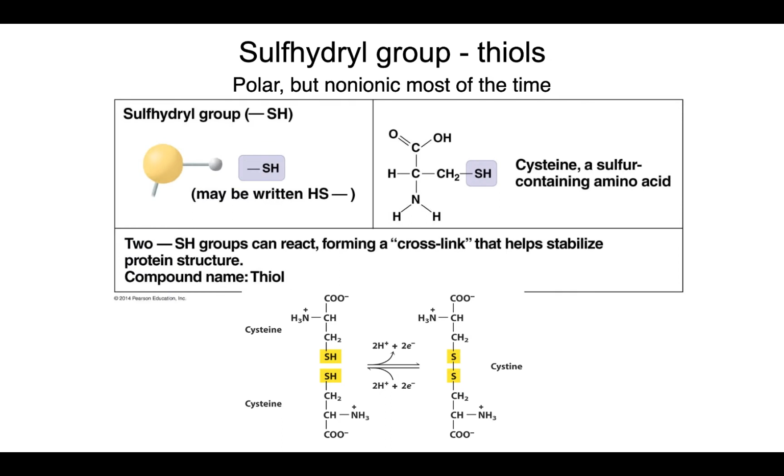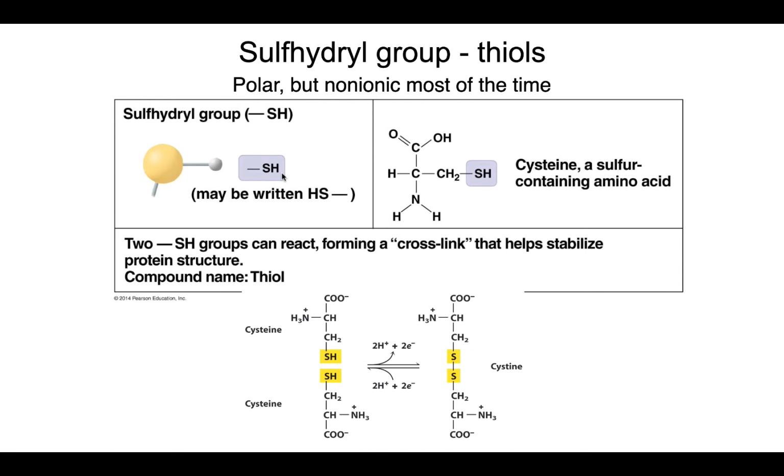Next, a sulfhydryl group. Now, a sulfhydryl group is very similar to a hydroxyl group. Sulfur is going to connect to our carbon chain, and sulfur is connected to a hydrogen. They are different electronegativities, and so that sulfur is going to carry a partial negative. That hydrogen is going to carry a partial positive. So again, a sulfhydryl group will add polarity to a molecule, but it'll remain non-ionic.